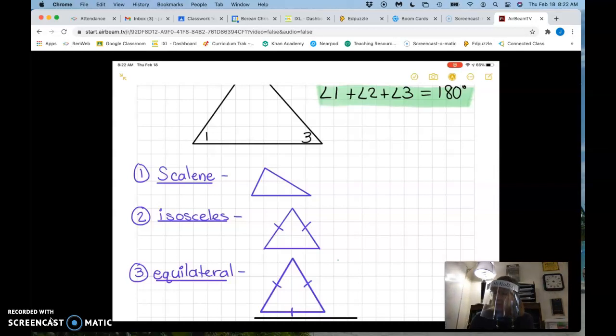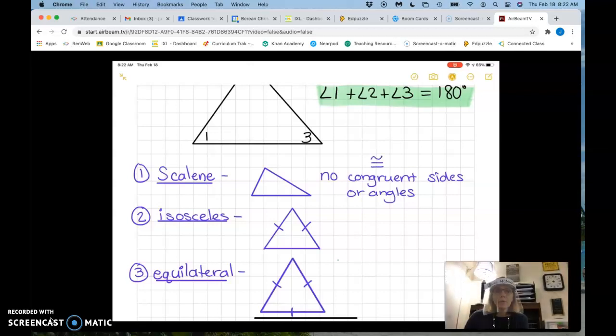So a scalene triangle has no congruent sides or angles. So none of the sides or angles are the same length or the same measure. Write this little fact down. And remember, the sign for congruent is an equal sign with that little wavy line on top, so I'm going to be using that instead of the word congruent from now on. So it has no congruent sides or angles.